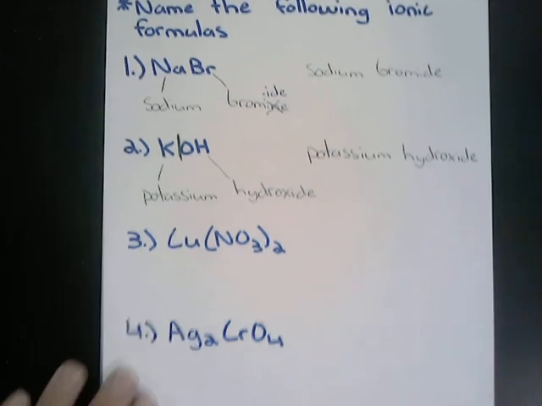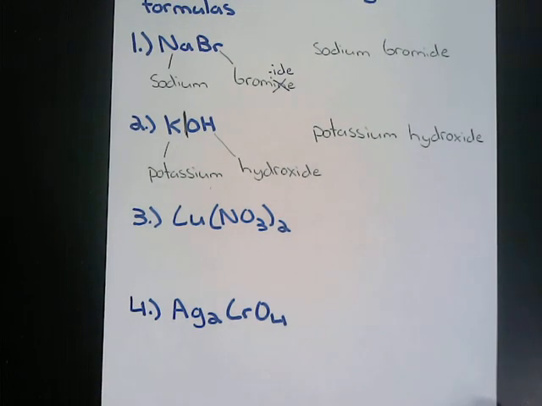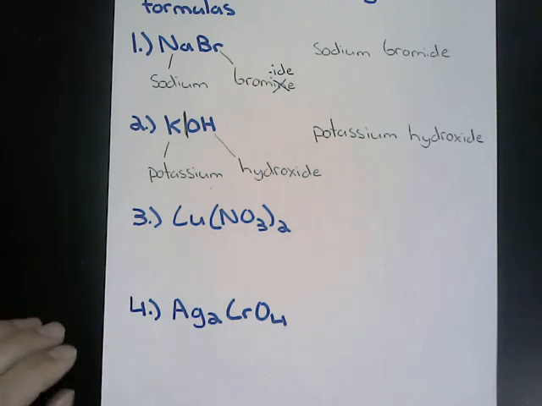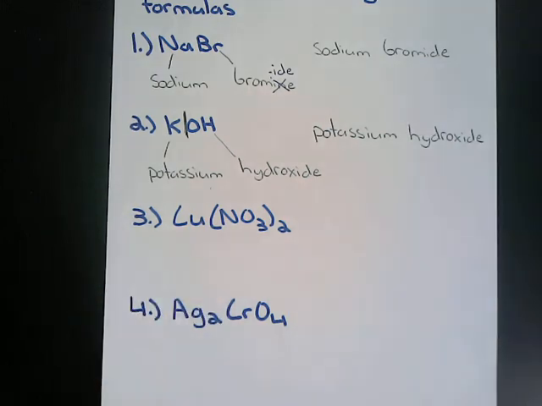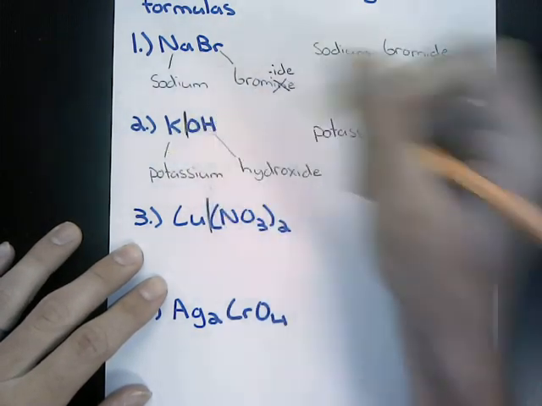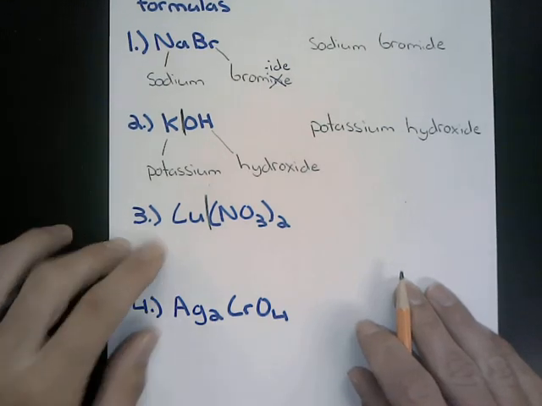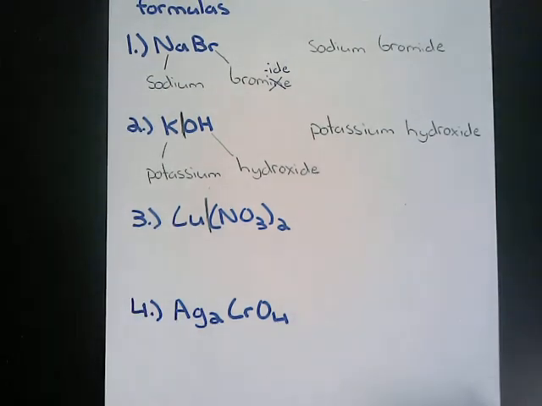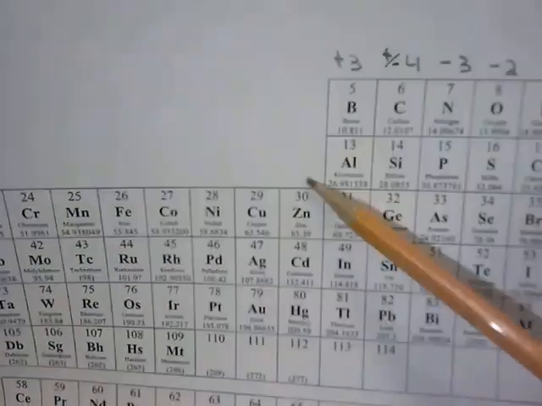Now we come down here to our third example, and that is Cu(NO3)2. The first thing here, a dead giveaway that tells me where my polyatomic ion is, is that it's in parentheses. So you can make your dividing line right there. We need to look up what the element Cu is. So we look for Cu. The element is copper.